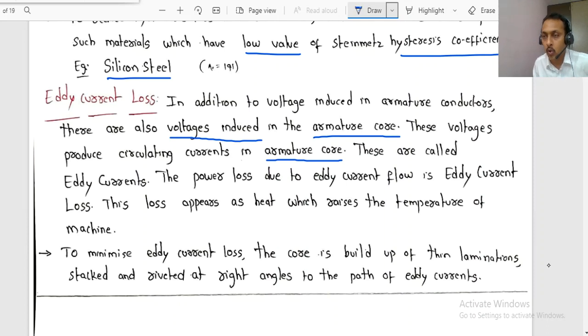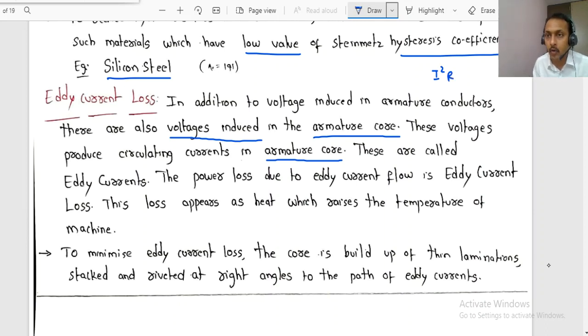In the armature, we have the armature winding. If more voltage is induced in the conductors, that is good, no problem. But if the voltage is induced in the core surface, then it leads to a problem. Why? Because of the induced voltage, some currents will be circulating in the core. Because of these currents, I square R amount of power will be lost.